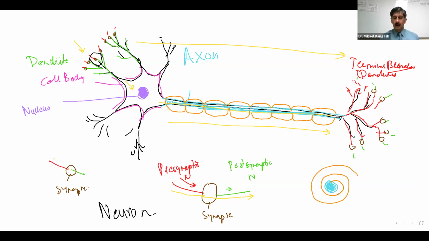These sheets of what we call myelin. So around the axon there is going to be this spiral arrangement of sheets of myelin. These myelin sheets are formed by what they refer to as the Schwann cells.